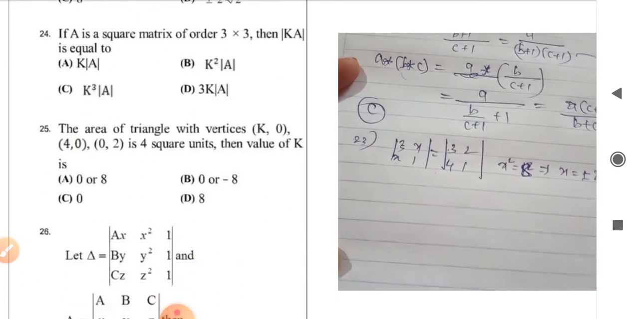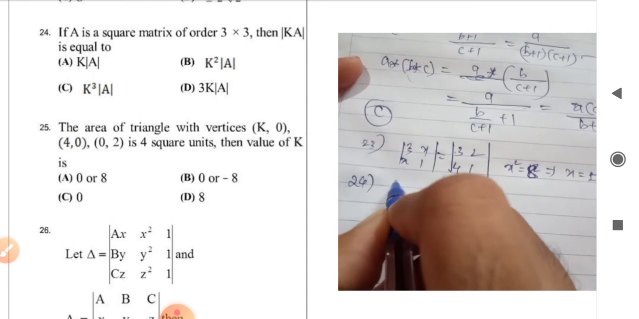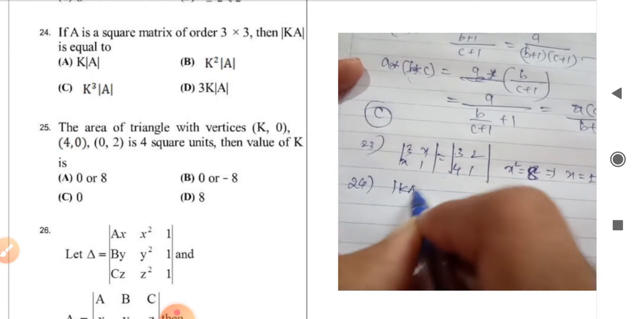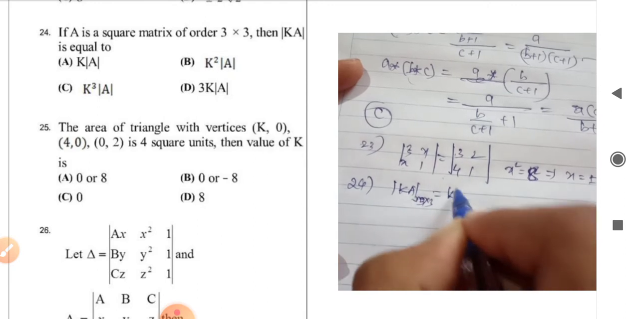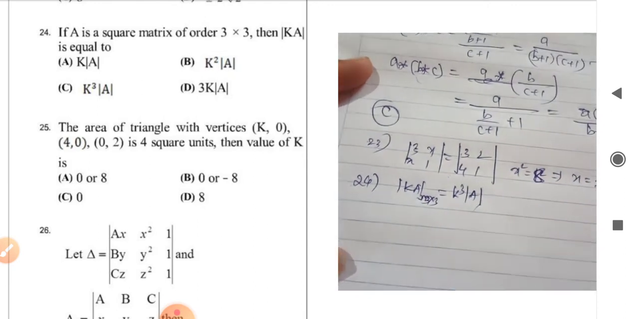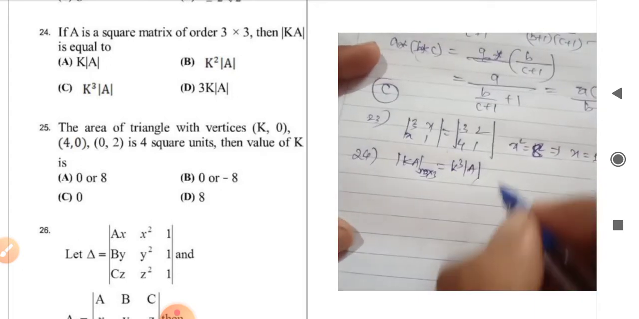Now let us go with one more. This is directly the result, the 24th one, determinant of kA. This is based on the order n cross n, sorry, here it is 3 cross 3. Definitely it is k cube into determinant of A. This is always based on the definition. So the answer C is correct here.